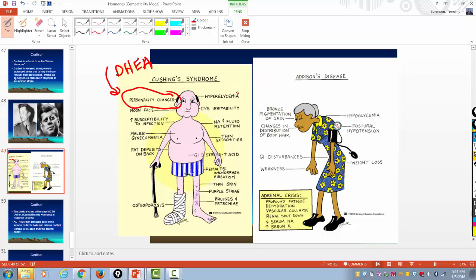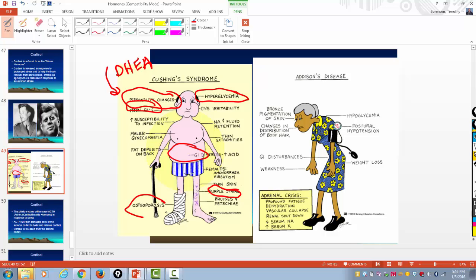The hyperglycemia is associated with the effects of cortisol increasing your blood sugar. The moon face, the belly fat, not shown in this picture is the back fat, is the result of the redistribution of fat that is seen with cortisol. The purple striae or stretch marks are a result of the thinning of the connective tissue and the weight gain, and just basically the weakness of that connective tissue.